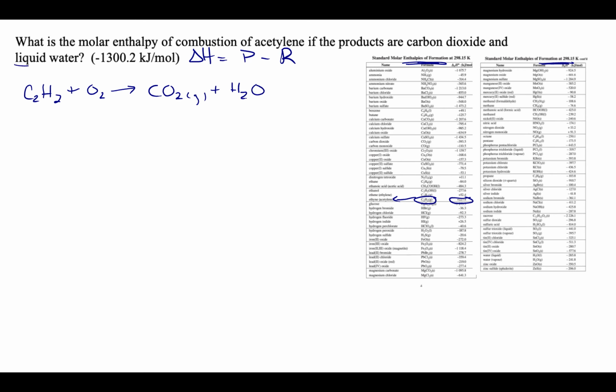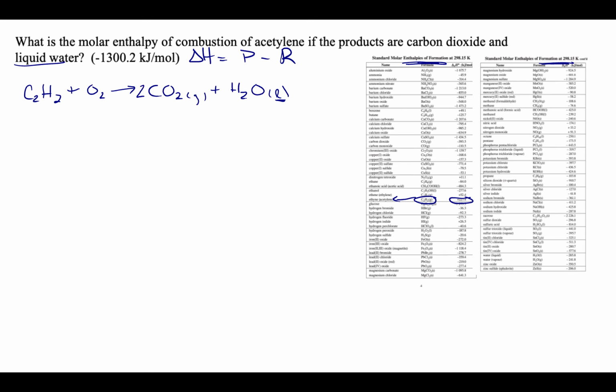Now this one is telling you liquid water. If it is an open system, gas wants to escape, and it would be gas water. And if it's a closed system, it's liquid water. If it doesn't tell you, you could assume gas. Before we go and fill in those enthalpies of formation, we do need to balance. Hydrogen's already balanced. We'll put a 2 here to balance out the carbon.